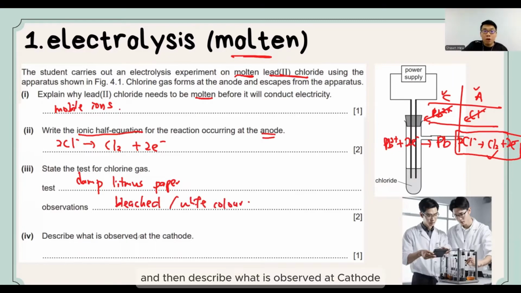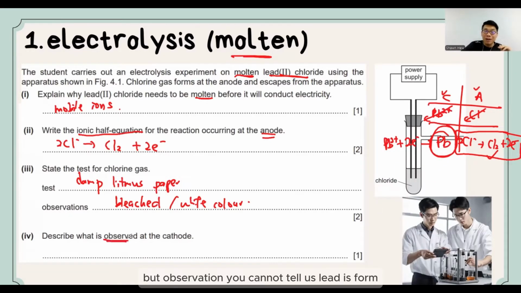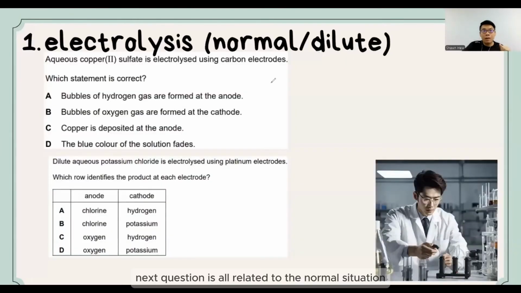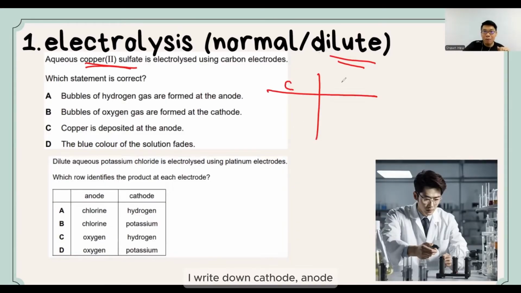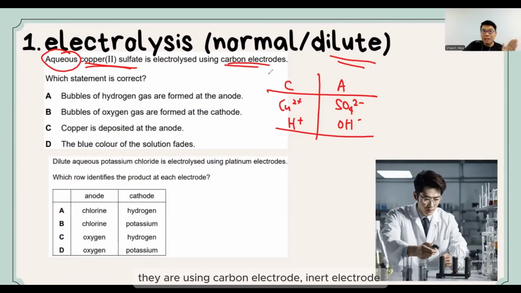And then describe what is observed at the cathode. Lead is formed, but for the observation you cannot tell us lead is formed. You can only tell me a gray solid is deposited. The next question is all related to the normal situation, or they mention dilute situation. They say it's aqueous copper sulfate. I write down cathode, anode, aqueous. So copper sulfate means Cu2 plus and H plus. Sulfate means SO4 2 minus and OH minus. They are using carbon electrodes, inert electrodes.